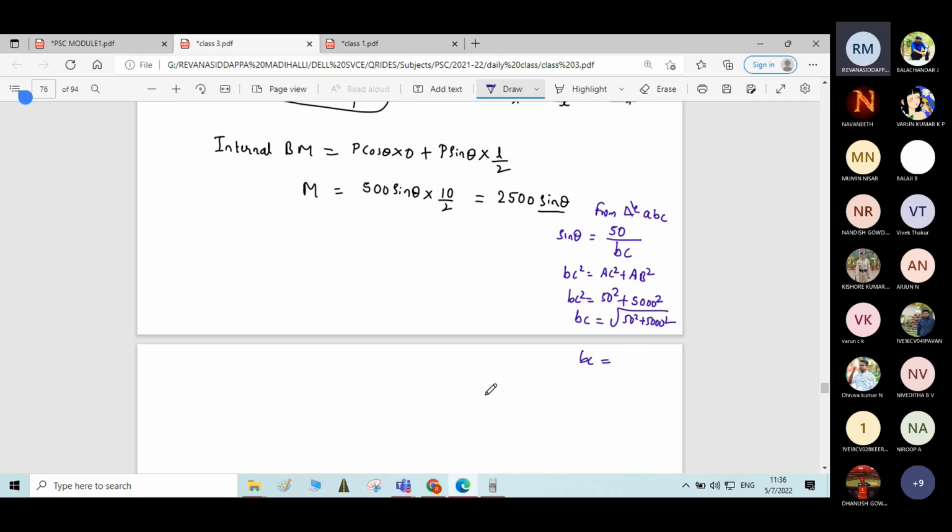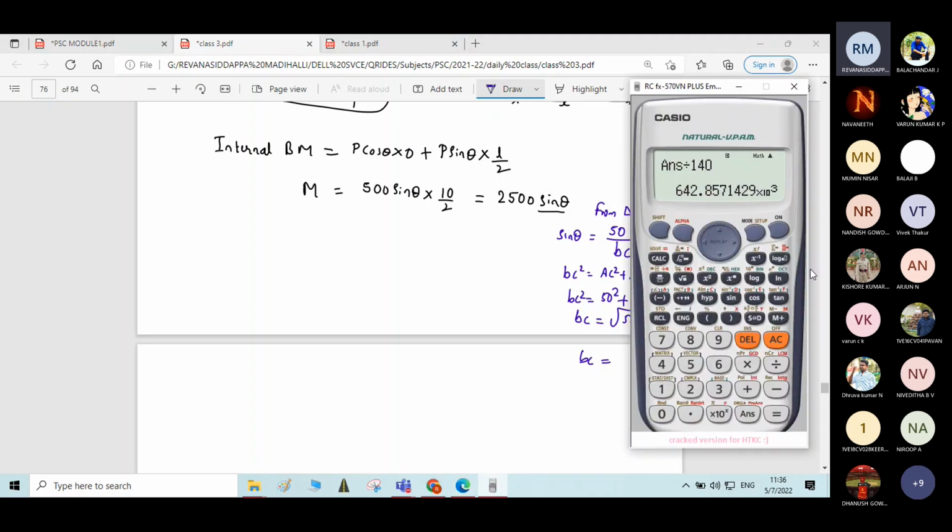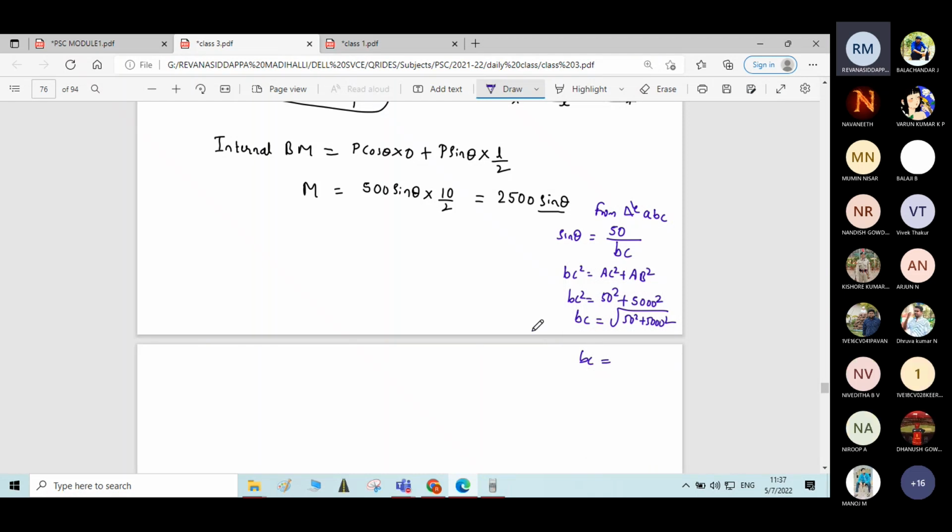Root of 50 square plus 5,000 square. If you calculate the root of 50 square plus 5,000 square, you can see that the answer is 5,000.24, almost equal to 5,000 only. So for that purpose, I'll take 5,000 mm only. BC is equal to 5,000 mm only.